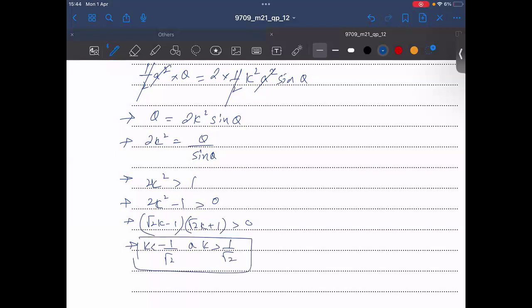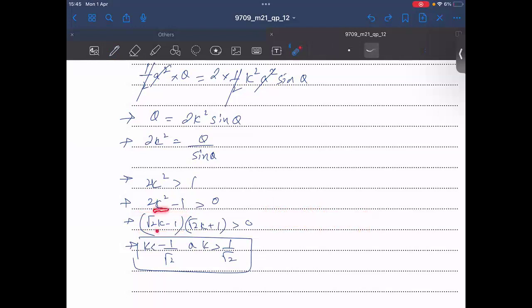Sir, how did the plus minus come? If this would have been 4k square, what you would have done? 2k minus 1, 2k plus 1. Agreed? But over here you don't have 4, you have 2. Instead of 2k minus 1, you're going to write down square root of 2 times k minus 1, square root of 2 times k plus 1. Alright? So I have factorized it as a minus b and a plus b.